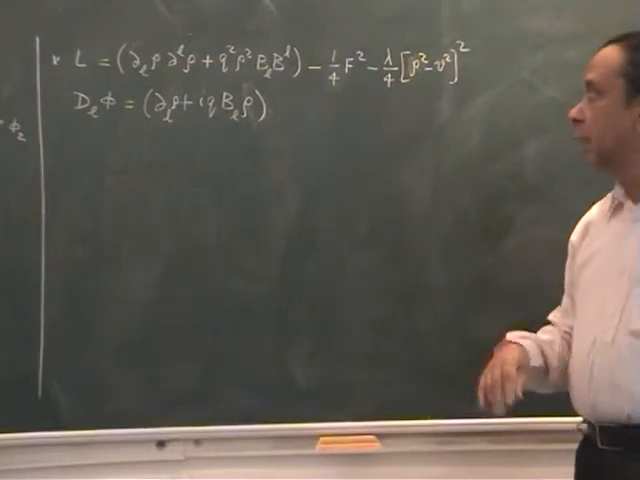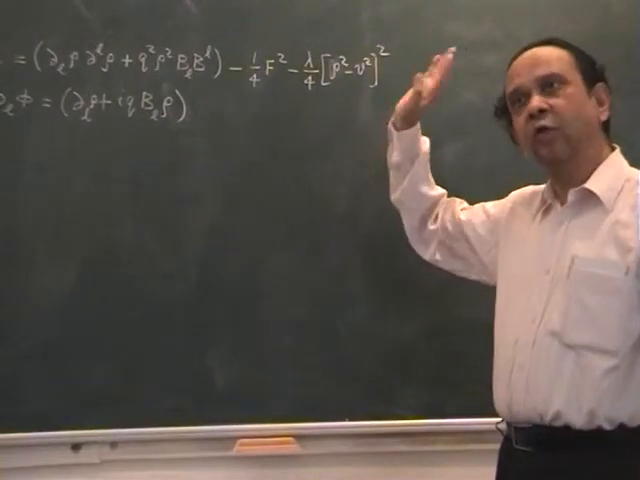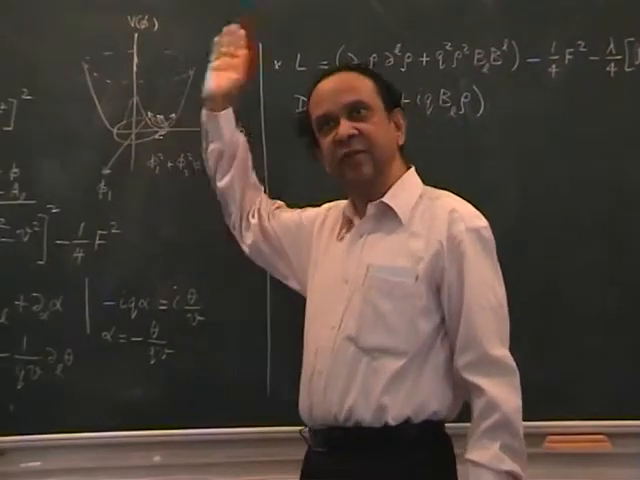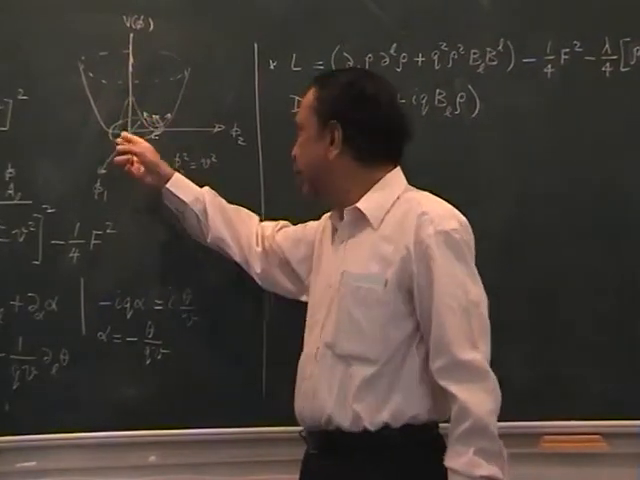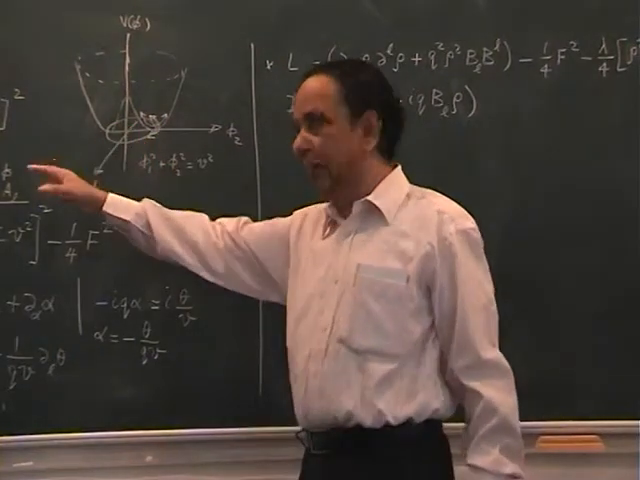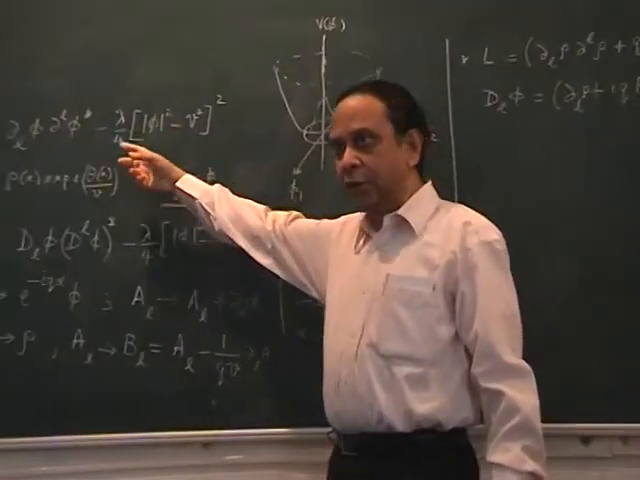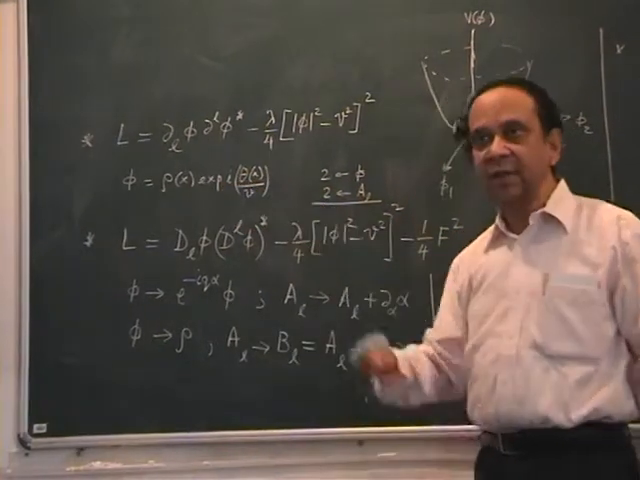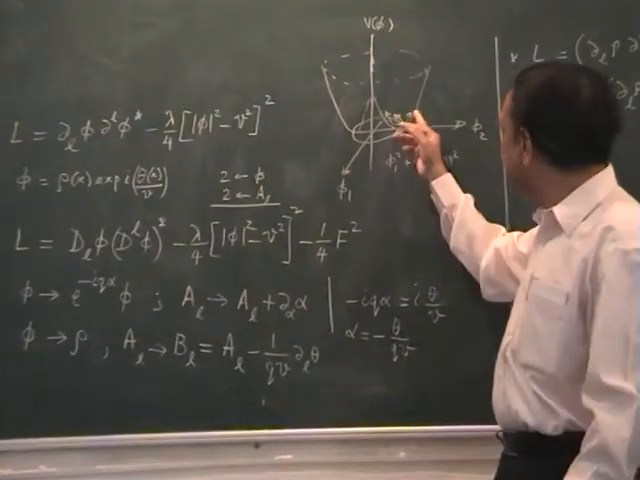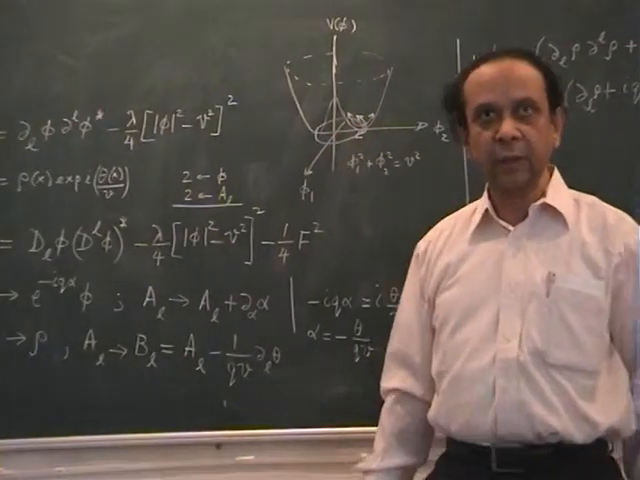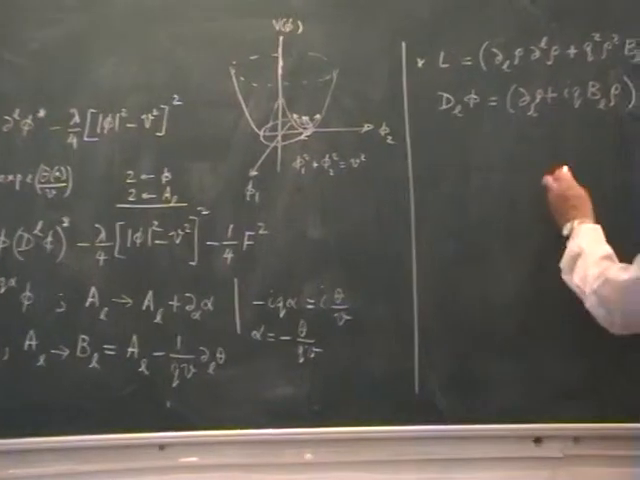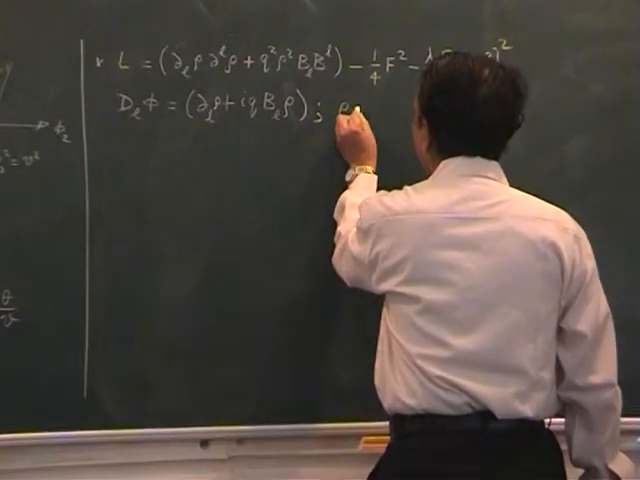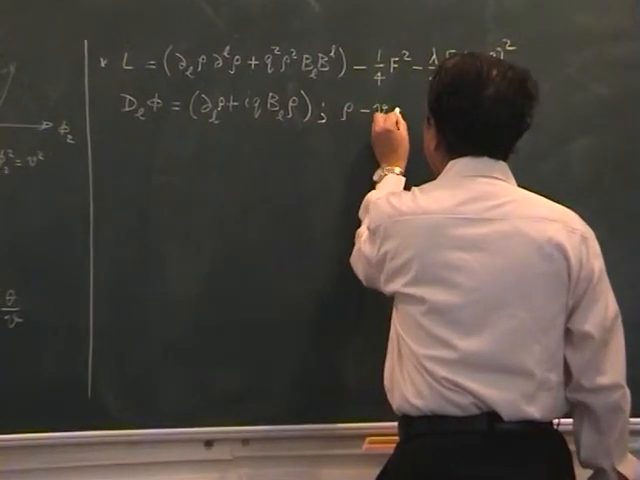Okay? Now we want to go and play the old game because we wanted to shift the field to the minimum. This we did even before. I mean, when we wanted to study the mass for the rho in the original case itself, you assumed rho and theta, and then we wanted to see what is the mass for the rho field. In order to do that, you shifted it to the minimum value. So we will again shift the field. So we are now going to assume that rho minus v is a new field.